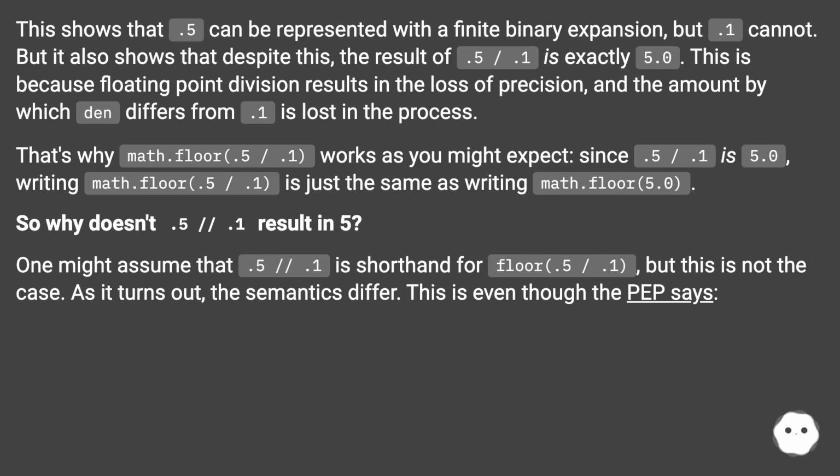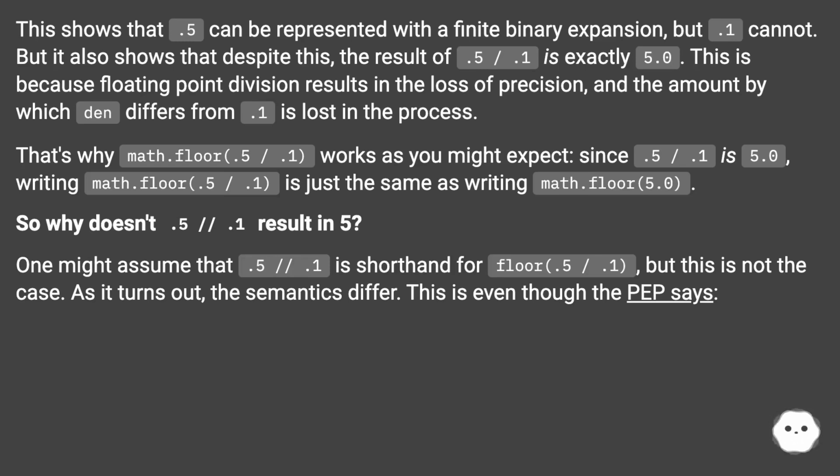This is because floating point division results in the loss of precision, and the amount by which den differs from 0.1 is lost in the process. That's why math.floor(.5/.1) works as you might expect, since .5/.1 is 5.0. Writing math.floor(.5/.1) is just the same as writing math.floor(5.0). So why doesn't .5//.1 result in 5? One might assume that .5//.1 is shorthand for floor(.5/.1), but this is not the case.